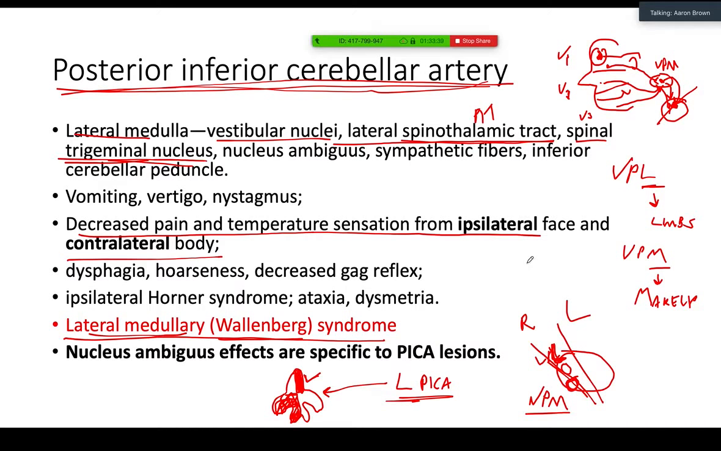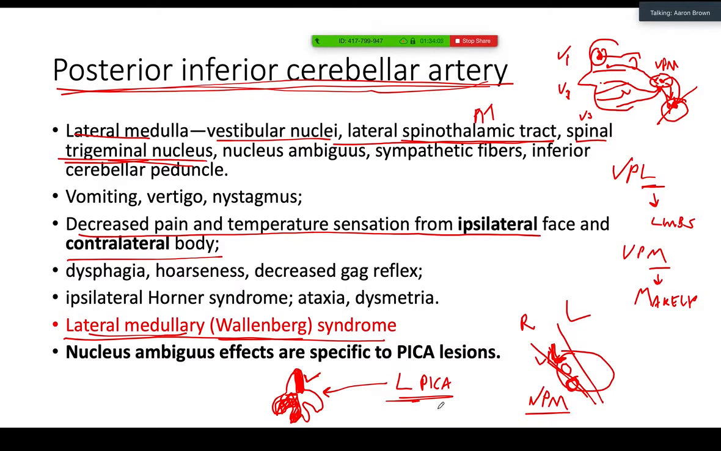Great, so does that idea make sense to you? Does seeing this dichotomy of one side of the face and the other side of the body, and why that is, make sense? Yes. Good. Okay, I'm glad that makes sense. And hopefully you're starting to associate that with this lateral medullary syndrome. However, I have a little bit of bad news: you also see that in a couple other syndromes that we're going to talk about next.